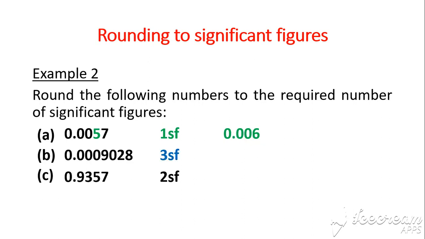Part B, we're rounding to 3 significant figures. So here are our 3 important significant numbers. So it's going to become 0.000903. These zeros are not significant, but this one is because it's caught up between 2 non-zero numbers. And finally, part C, rounding to 2 significant figures, so 0.93, but the next number is a 5, which rounds it up to 0.94.